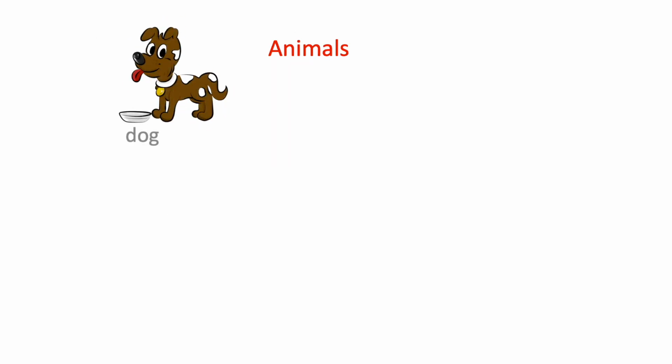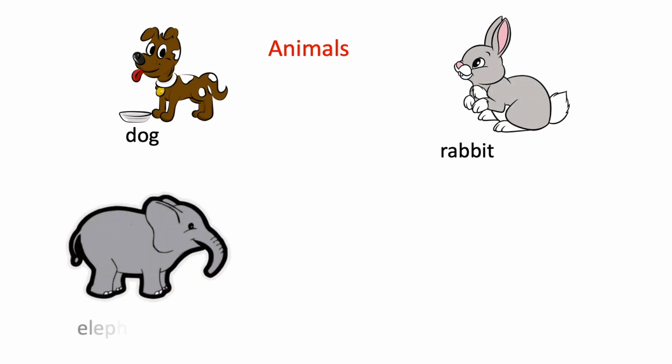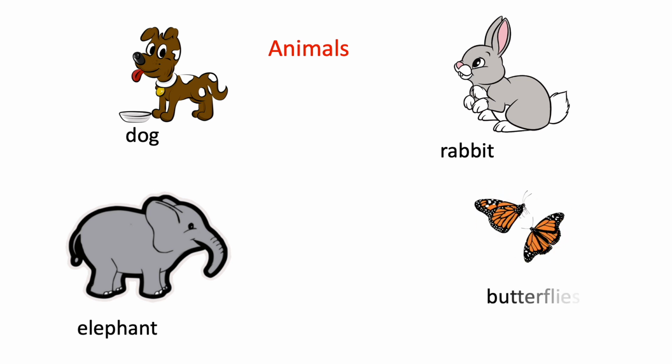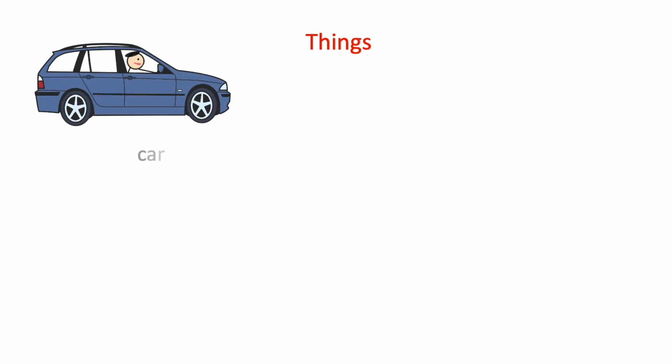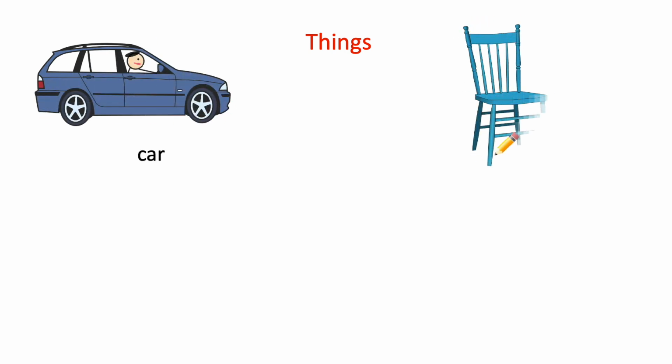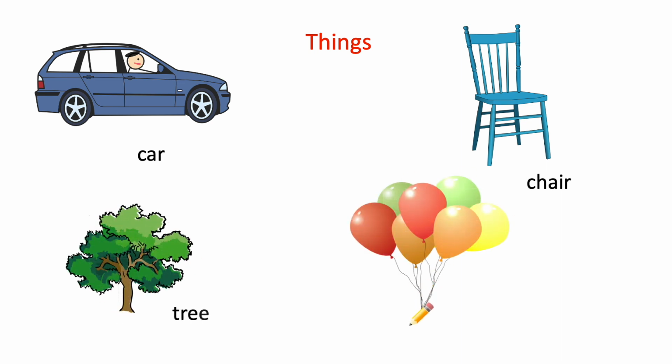A dog, a rabbit, an elephant, butterflies are also animals and they are nouns. Things like cars, chair, tree, balloons are nouns.